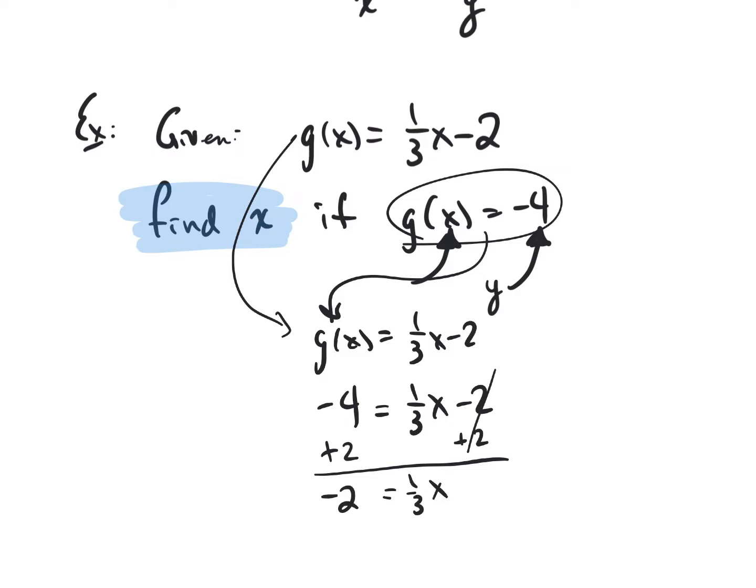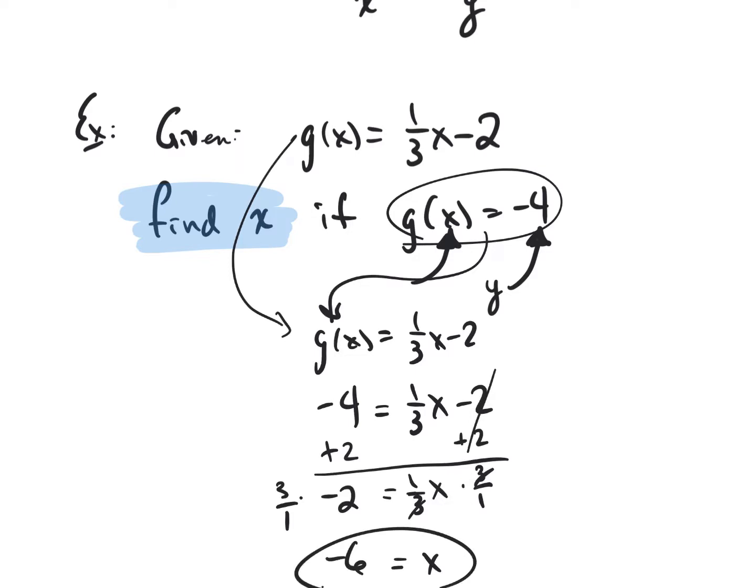And how do you get rid of a 1/3 in front of a variable? You could divide, but if I don't want to use my calculator, what I would do instead is multiply both sides by the reciprocal. So I'm going to multiply both sides by 3/1 so that the 3's cancel. And what we get then is x is equal to 3 times -2 divided by 1, which is -6.